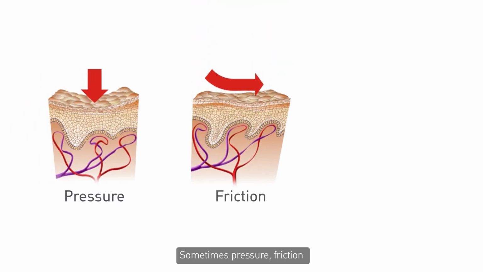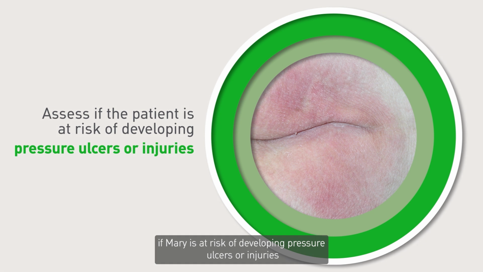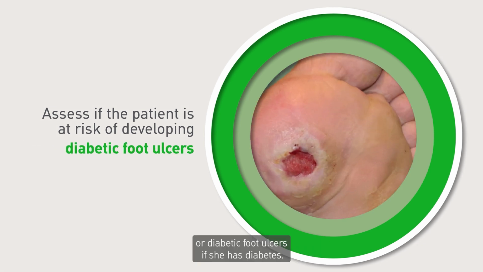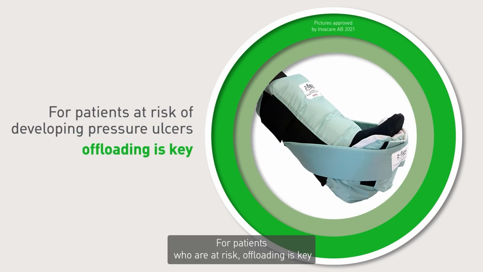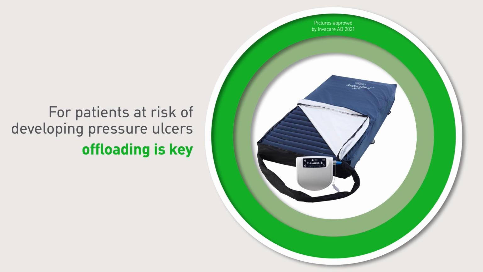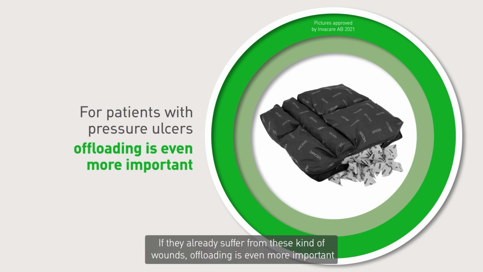Sometimes pressure, friction, or shear are the cause of insufficient blood circulation, so we will use different risk assessment tools to detect if Mary is at risk of developing pressure ulcers or injuries, or diabetic foot ulcers if she has diabetes. For patients who are at risk, offloading is key and can help prevent ulcers occurring in the first place. If they already suffer from these kinds of wounds, offloading is even more important and essential for wounds to be able to progress and ultimately heal.